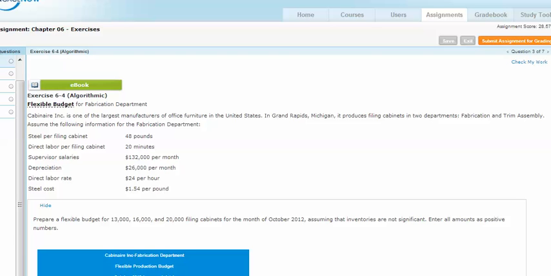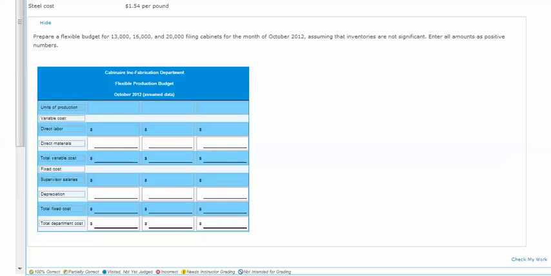This is from Chapter 6. This is your exercise number 3. And again, it's algorithmic, so my numbers will be different than yours, but your process will be the same as mine. I look down here and it says prepare a flexible budget based on 13,000, 16,000, and 20,000 filing cabinets for the month of October, assuming that inventories are not sufficient. Enter all the amounts as positive numbers.